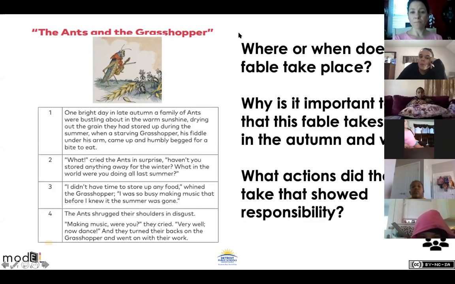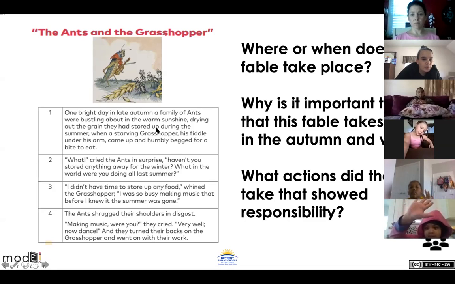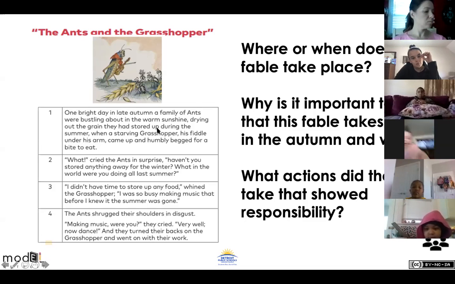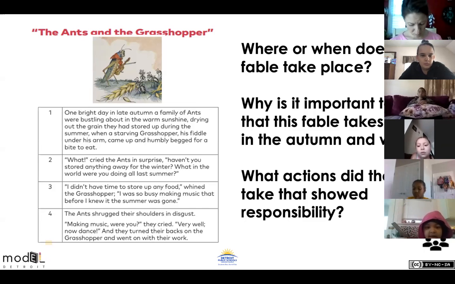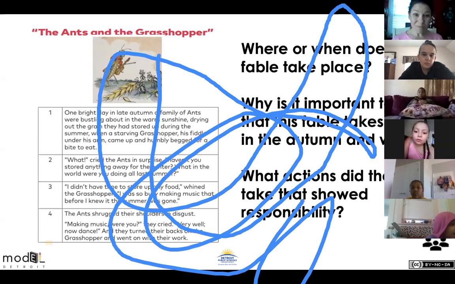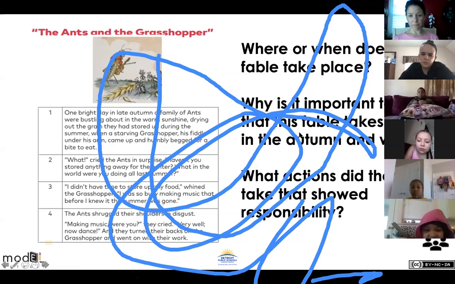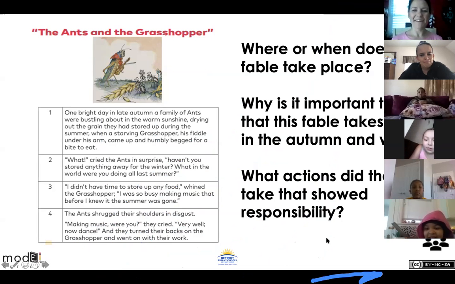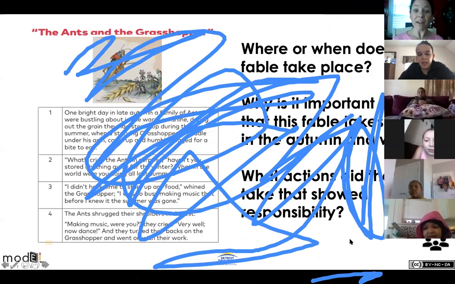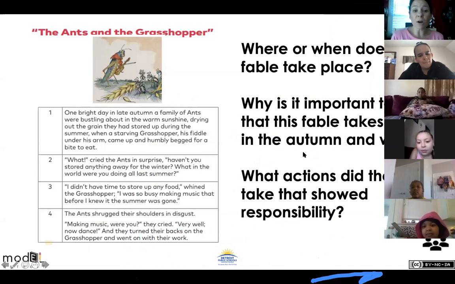Okay, so think about what is the problem here? What's happening that is bad? What's the challenge? Briella? The problem was that the grasshopper didn't store any food, and the ants didn't let them eat. You're right. That was a problem. The grasshopper didn't store up any food.